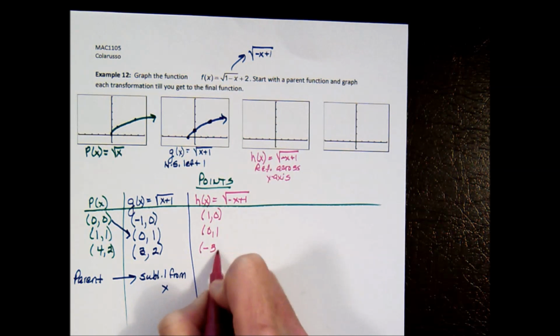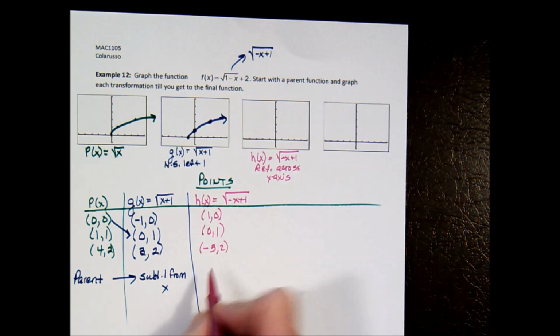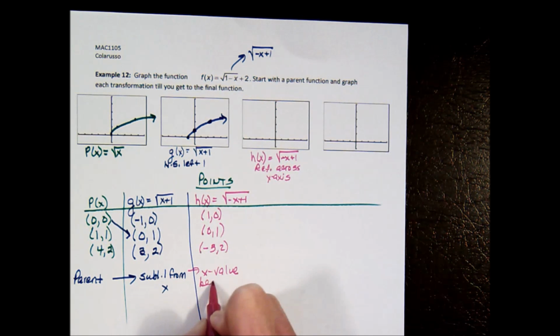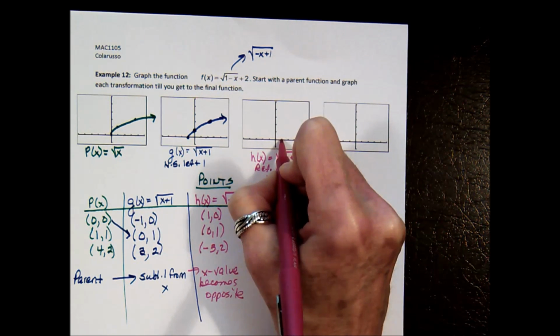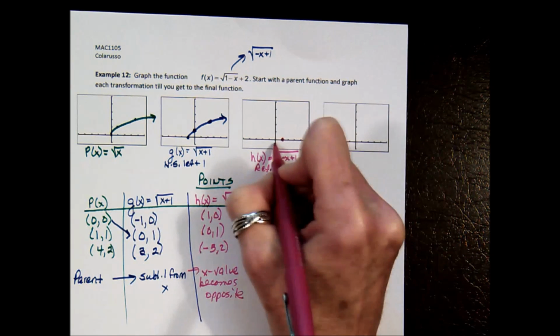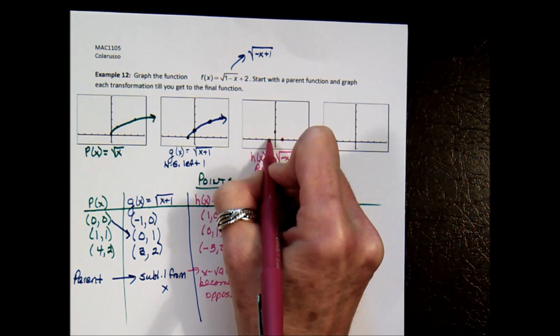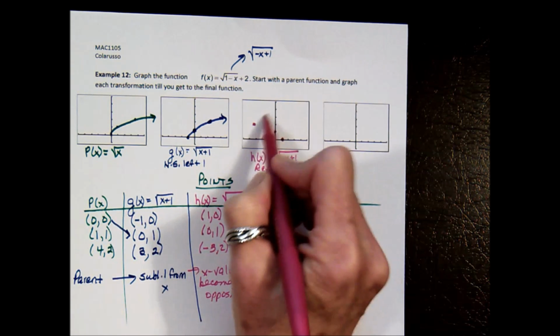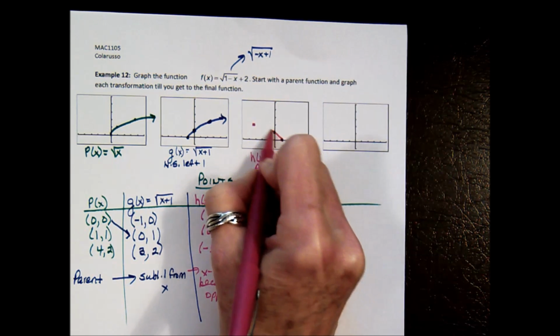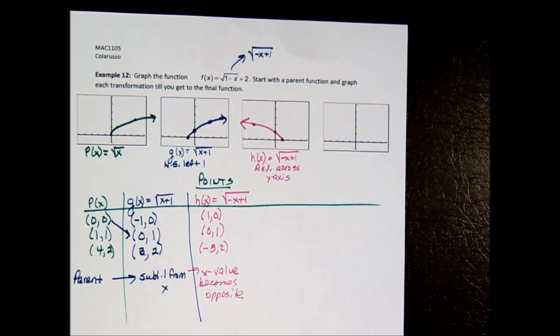So what did I do? The x value becomes its opposite. That's what is happening with the points. When I plot those, I have the point (1, 0). I have (0, 1), (negative 1, 2), (negative 3, 2). So it reflects it across that y-axis like we said it would, and now it goes that way. That's from here to here.